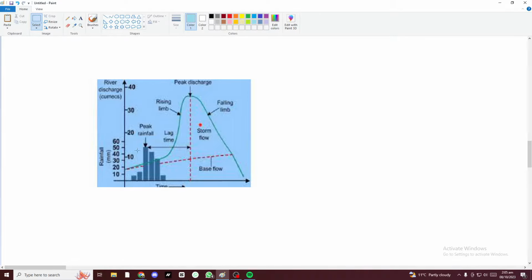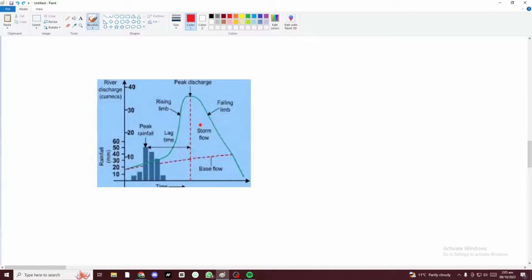Okay. So if I extend this line here, that is the approach segment. So the approach segment is the discharge prior to the storm. So it will always be lower than the peak discharge. You can just think of it as lower. You can just think of it as how the river normally is when there is no storm.